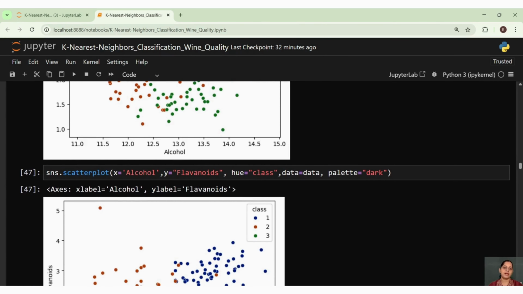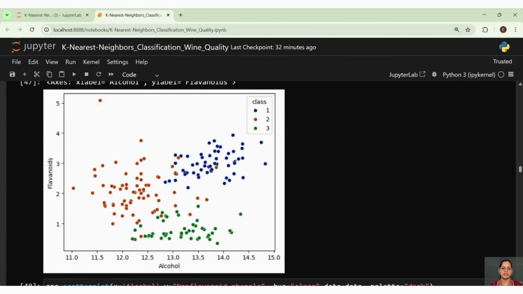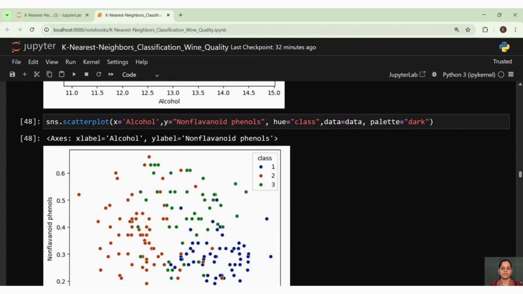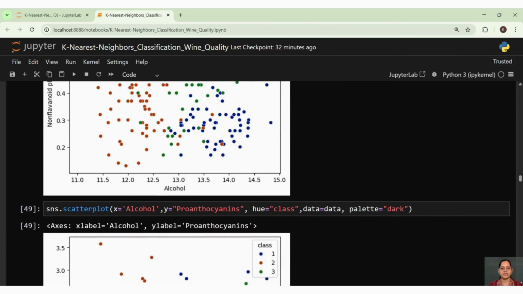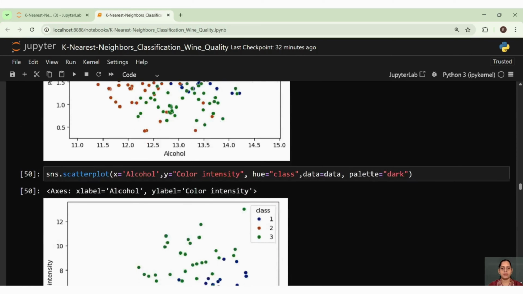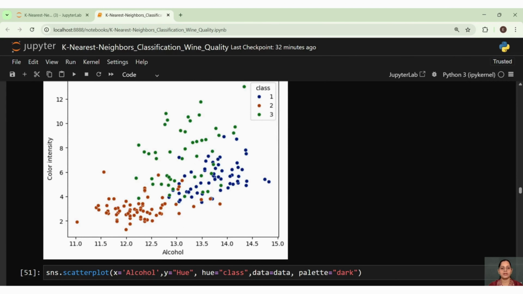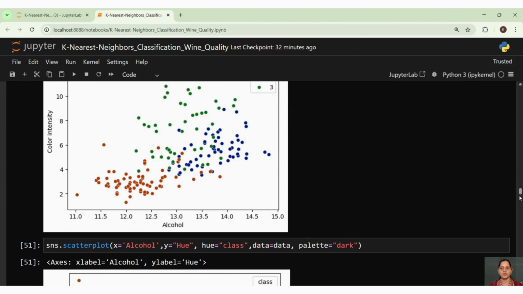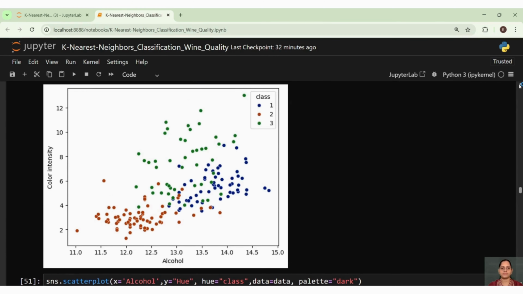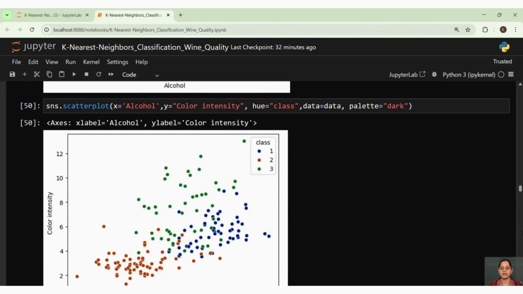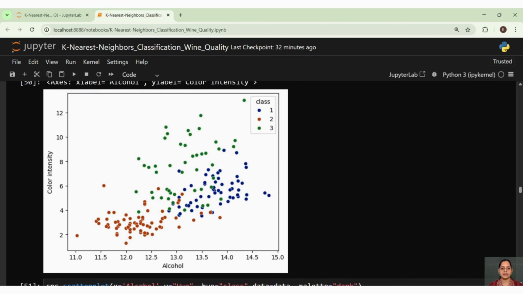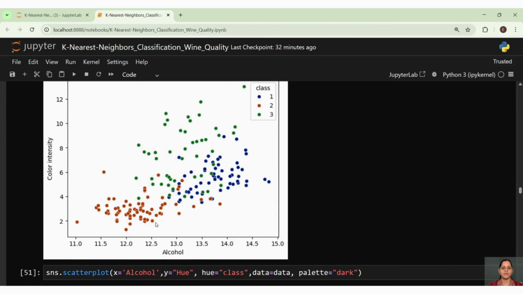Then we have alcohol and flavonoids. Then we have alcohol and non-flavonoid phenols. This is the data distribution, guys. I have taken all of them just to give you a feel of how the data is getting distributed. In case of alcohol and color intensity, I can see that my class 2 is heavily overlapped.